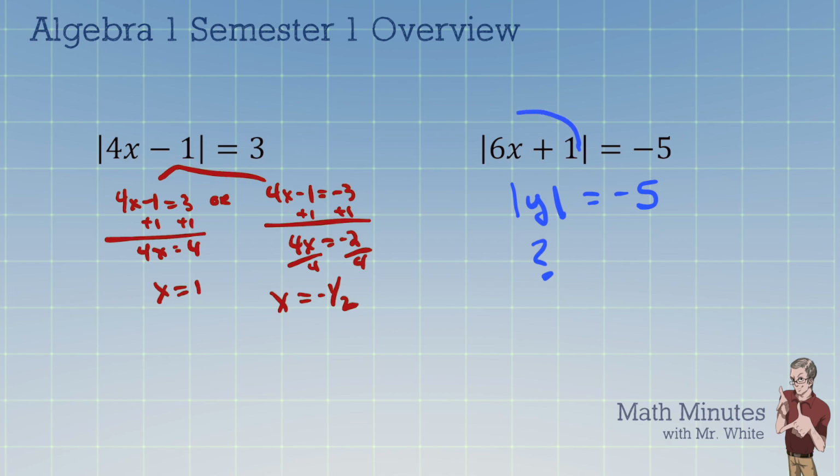Right? This thing right inside here, the 6x plus 1, I'm just summarizing it as saying, let's call that a variable y. The absolute value of what would be -5? Nothing. So the answer is no solution. No solution here because that right side is negative.